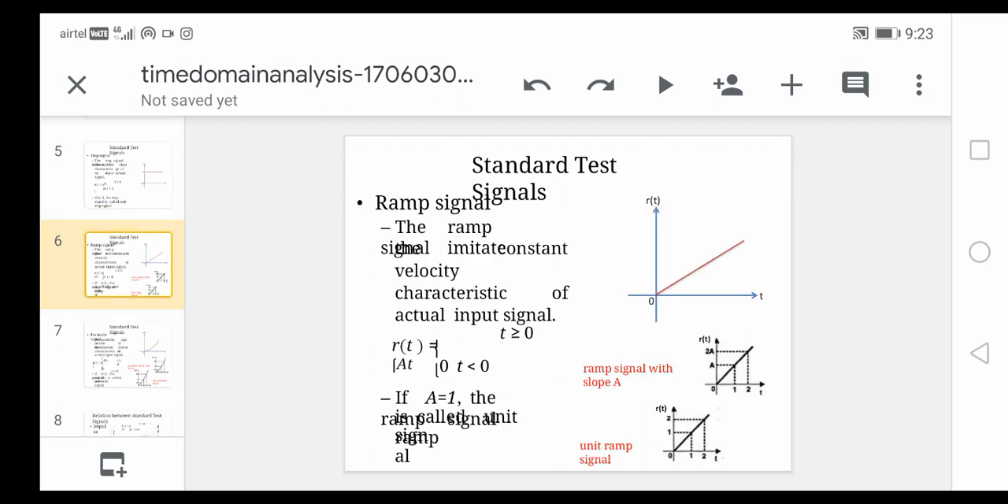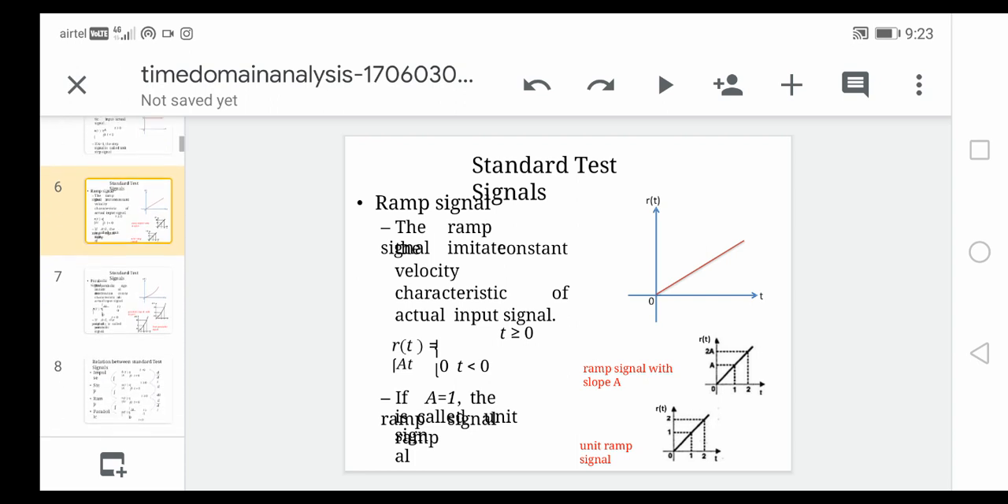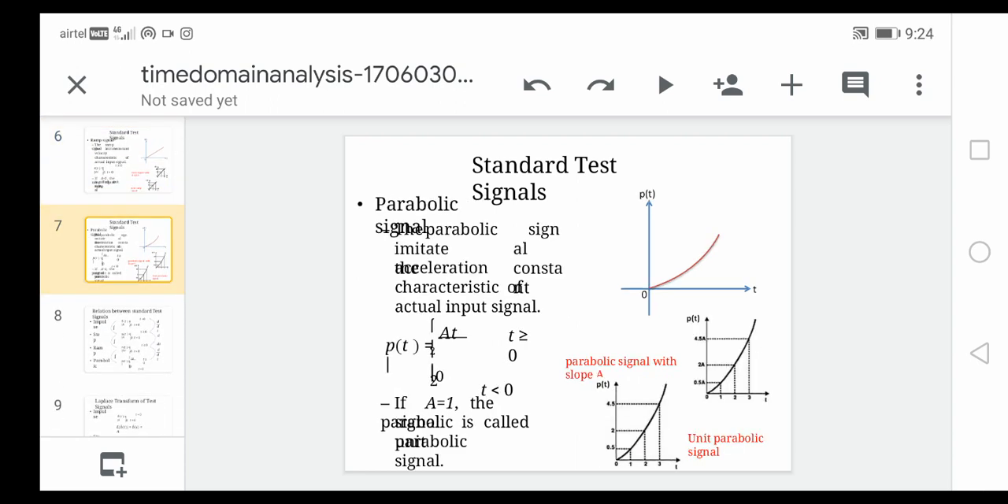Similarly, the ramp signal is the velocity characteristic of an actual input signal. When t is greater than or equal to 0 it becomes active. When t equals 0, it is equal to 0, and it increases linearly. Next, the standard parabolic signal, which we call an acceleration signal. When t is greater than or equal to 0, it is equal to at squared by 2. This signal we call a parabolic signal.